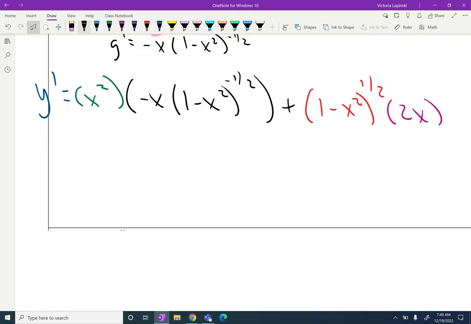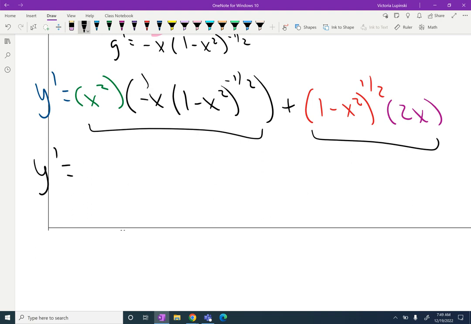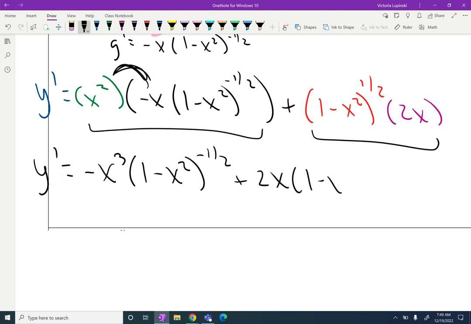Okay, let's go ahead and multiply this and this, just kind of try to clean them up a little bit. So y prime equals, I can multiply these two things together. So a negative x times an x squared is a negative x cubed. And then 1 minus x squared to the negative 1/2. Then I'm just going to put the 2x in the front so that it looks similar. At this step, you're all done with the calculus. All that's left is the algebra. So to finish, I want you to factor and simplify.